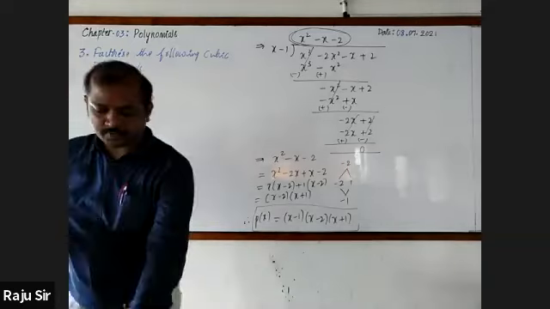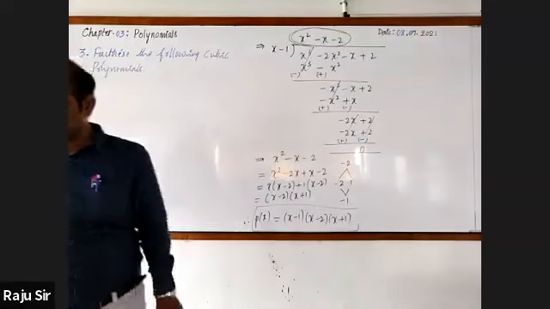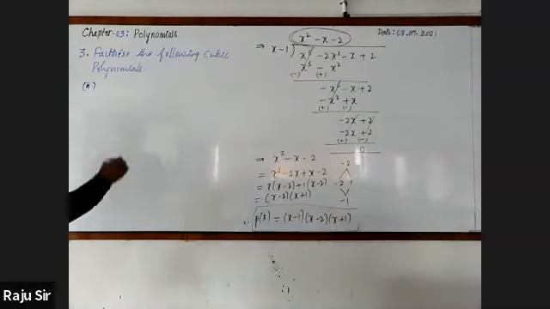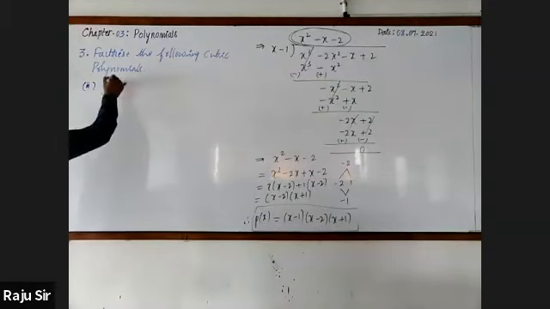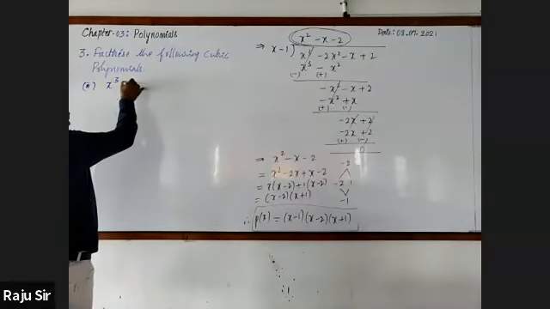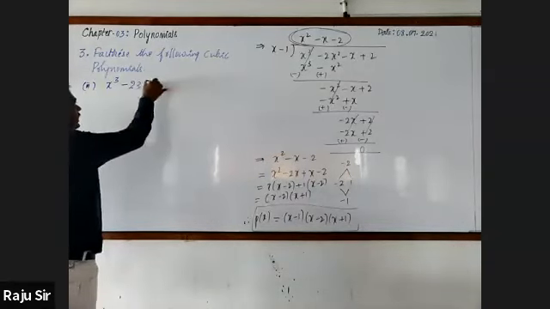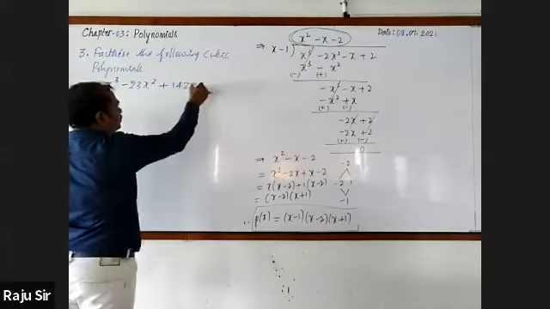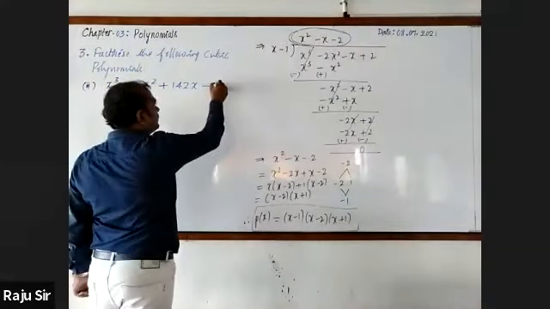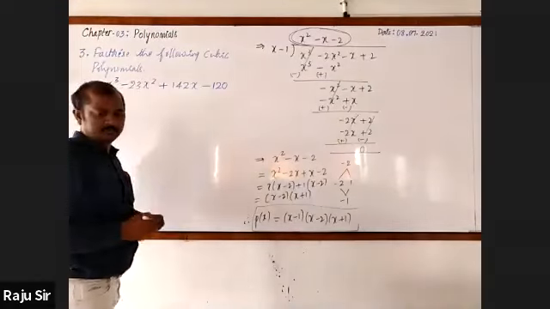Now, let's go for the second one. It is, right, x cube minus 23 x square plus 142 x minus 120.